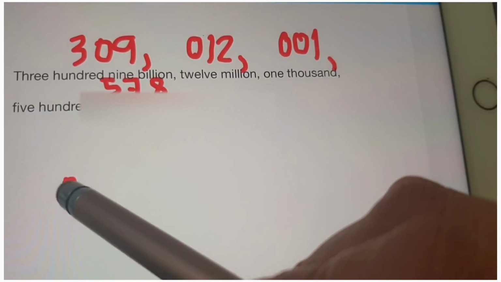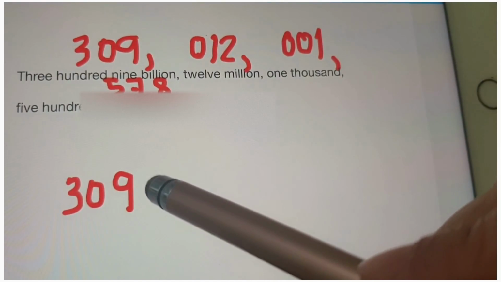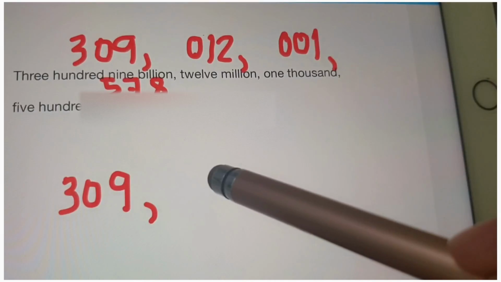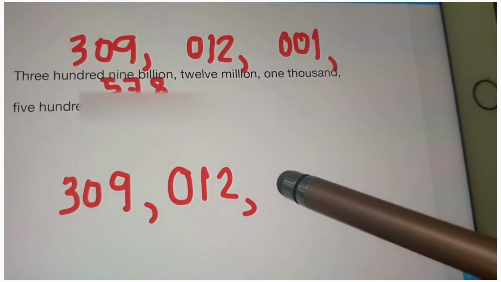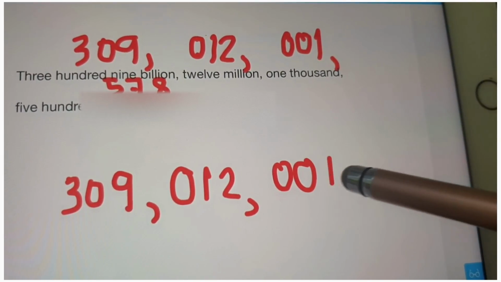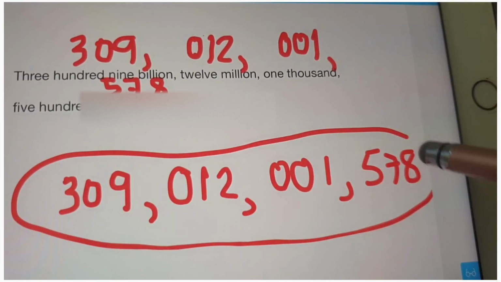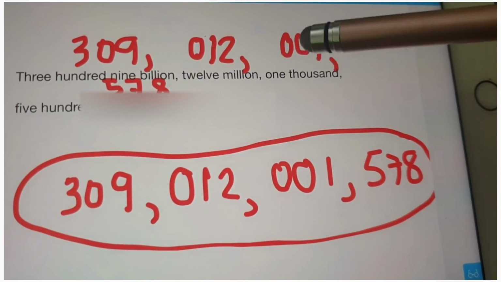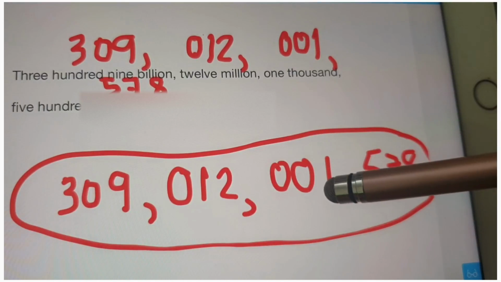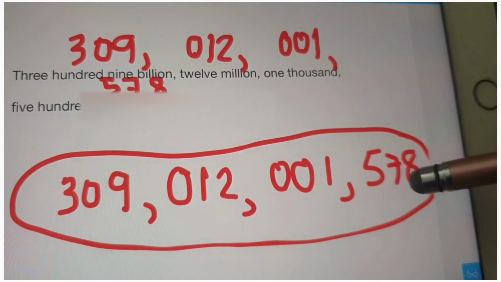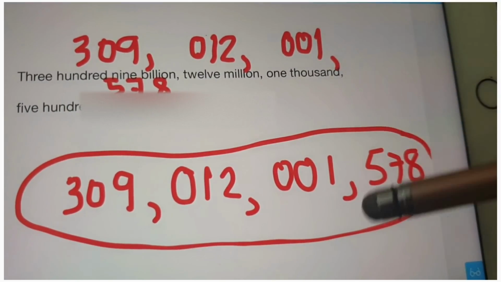To make it clear, let's write this number in word form in standard form. Just copy 309, comma, 309 billion, 12 million, 1,578. So here's the standard form of this number. 309 billion, 12 million, 1,578. Easy. Very good.